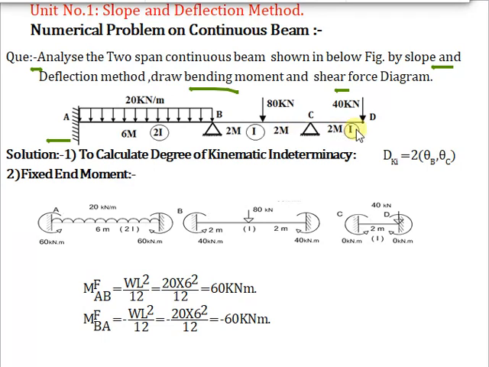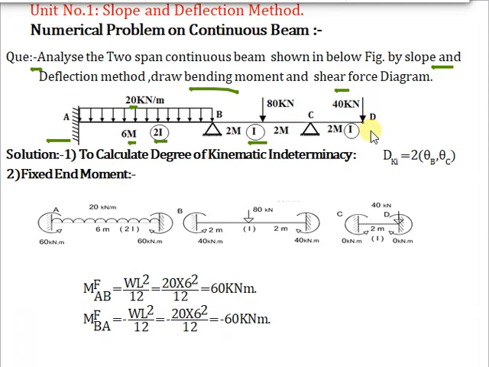In the given figure, a continuous beam is given. AB, a span of 6 meter having a 20 kN per meter UDL and moment of inertia 2I. Span BC having an 80 kN point load at the mid span and span is 4 meter. Moment of inertia is I.